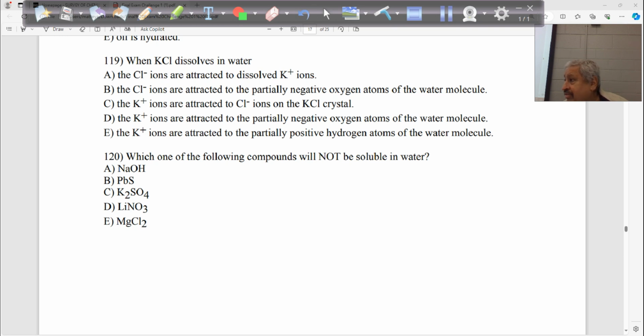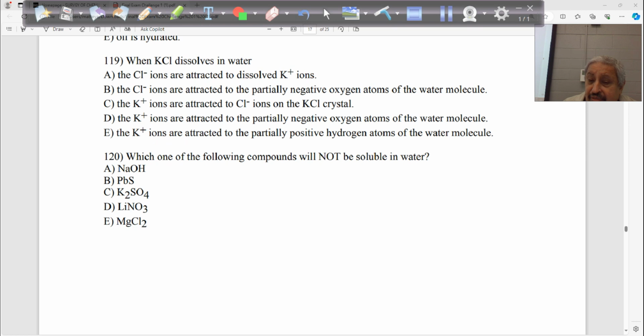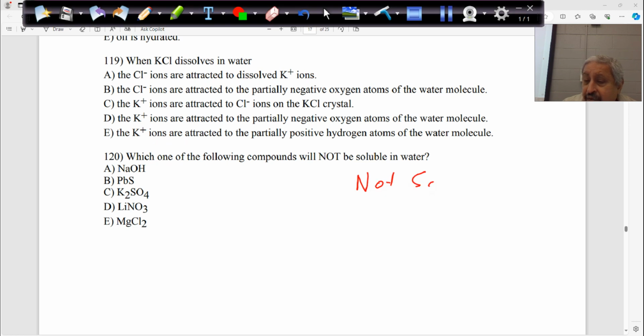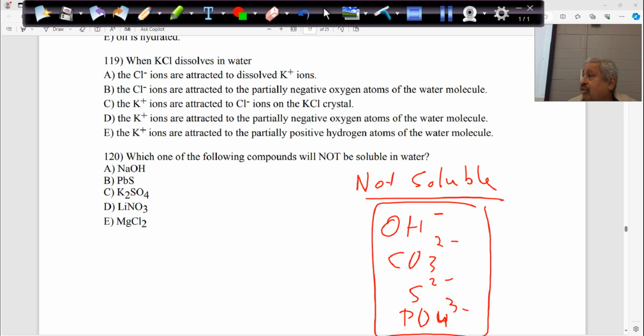So all the hydroxide salts in general are not soluble, except group number 1 and ammonium. All the sulfide, just to look at which one is soluble, which one is not soluble, because that will help you to understand. So the not soluble ones will be the hydroxide, the carbonate, sulfide, the phosphate. All those are not soluble in general.